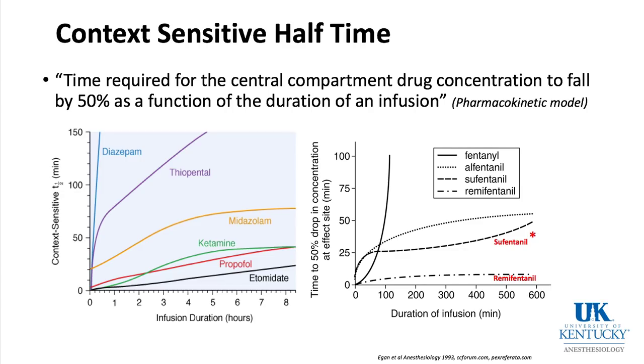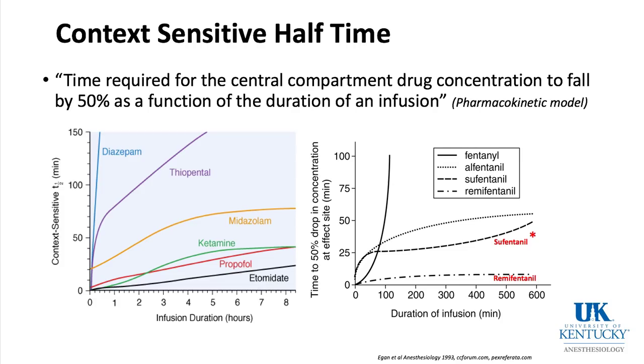But opioids are the classic example on the bottom right, where you can see remifentanil has a very flat context-sensitive half-time at an hour versus 10 hours. Remifentanil, when you turn it off, there's pretty much the same amount of time for the drug concentration to fall by 50%.